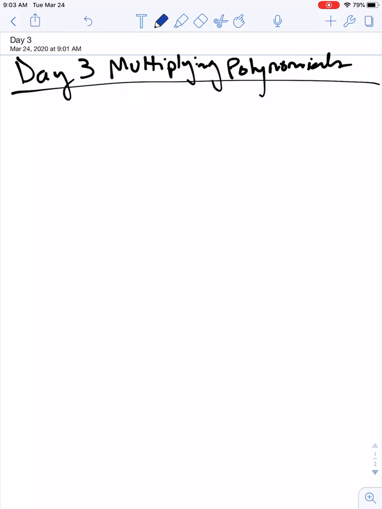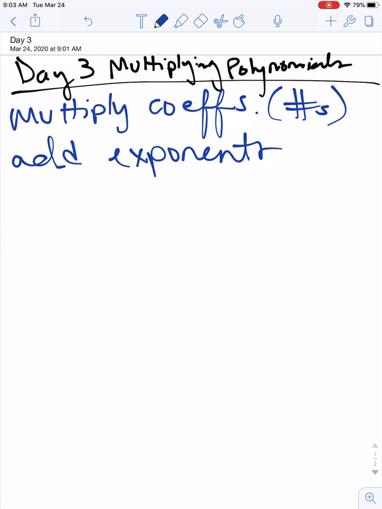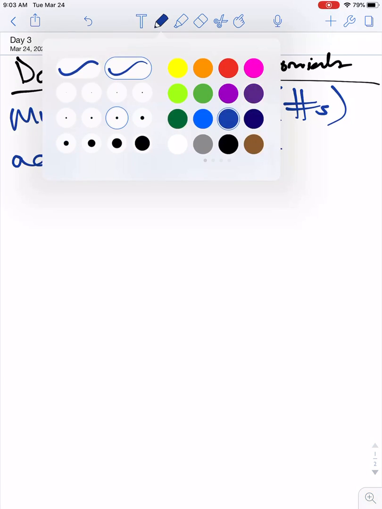So in order to multiply a polynomial, what you have to remember is you always multiply the coefficients. Alright, so you're going to multiply the numbers. But you'll add exponents. And this comes from our exponent rules, way back when we did that in chapter 6, I believe.